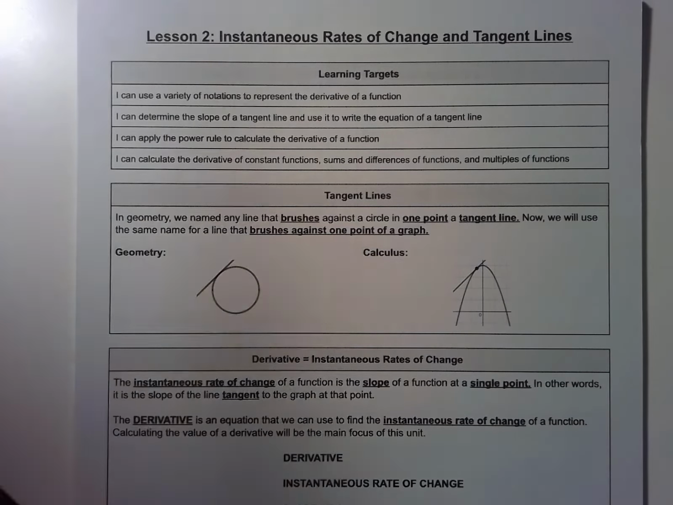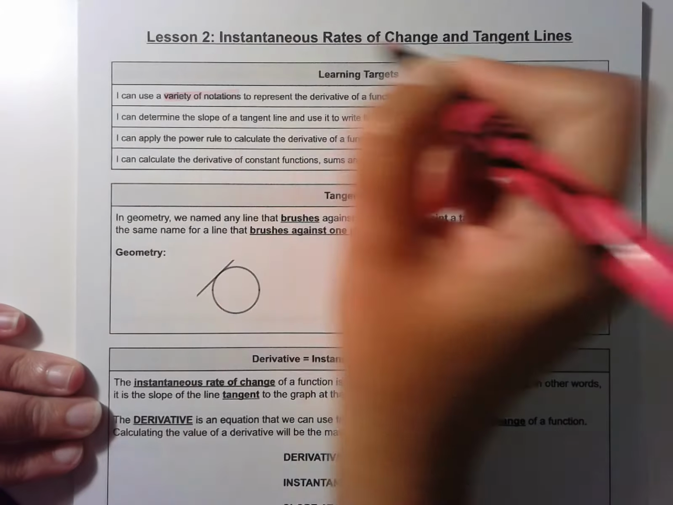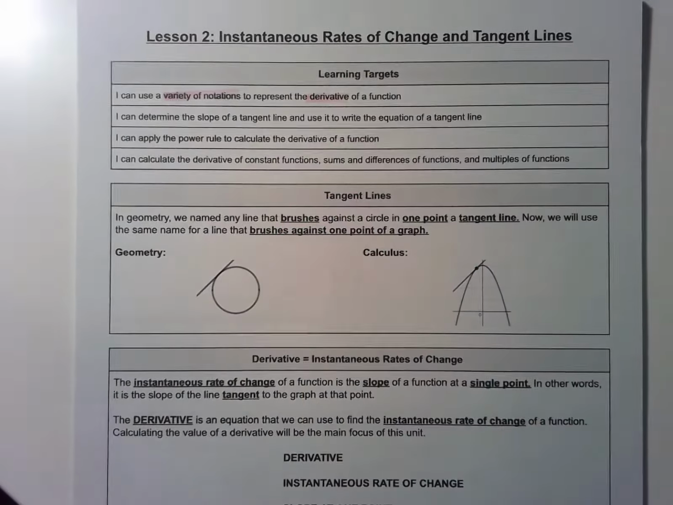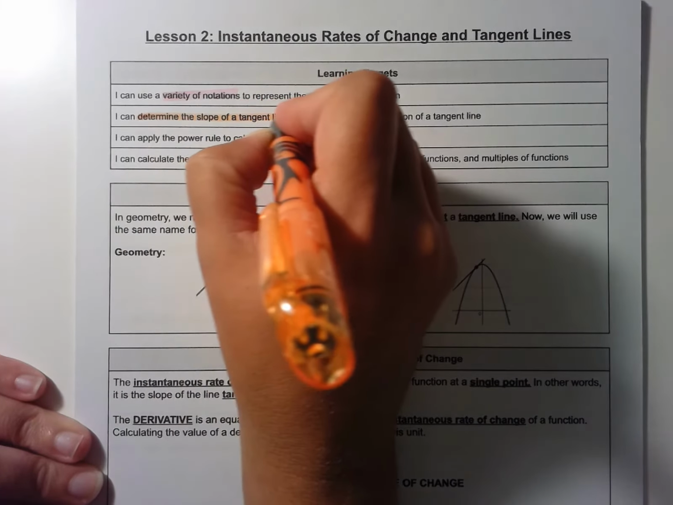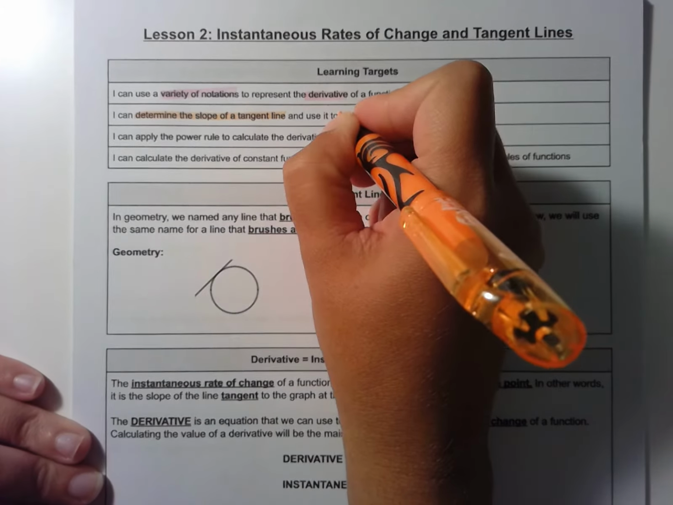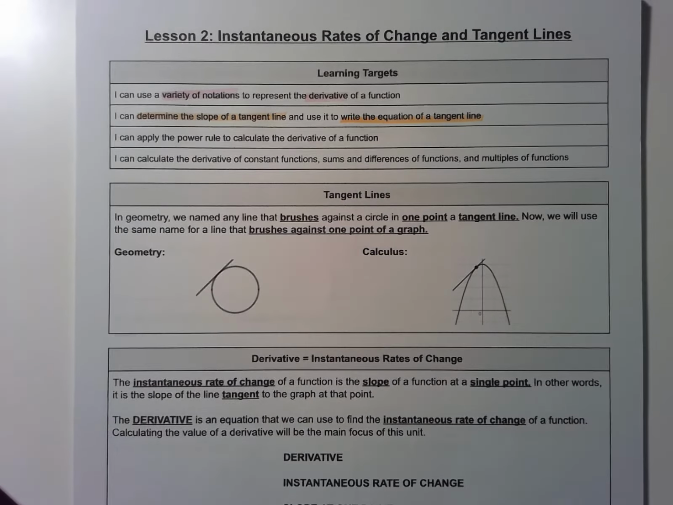The first target is I can use a variety of notations to represent the derivative of a function. So one of the things we're going to be talking about today is derivatives, and there are several different notations we can use. You need to be familiar with all of them. The second learning target is I can determine the slope of a tangent line and use it to write the equation of a tangent line. So once you have the slope, can you write the equation of that line?